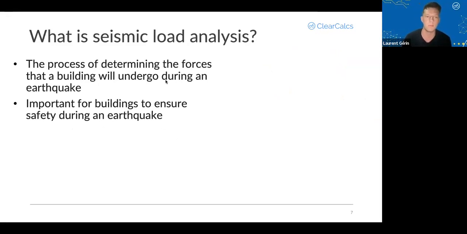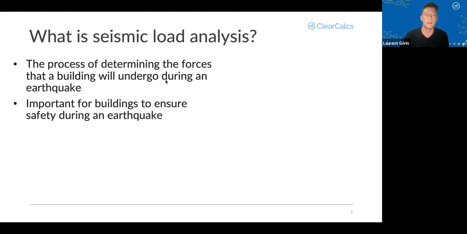Now, how do we analyze it? Apologies, I think there was supposed to be a picture here. Basically, at the big scheme of things with seismic load analysis, we know that the ground's going to shake. We can do some cool statistics, some fun stuff with that. And then we can do some structural analysis to understand how a building will behave during an earthquake and what the forces are that are going to go through the members in the building. Is it going to yield? Is it going to deflect? Is it going to sway? All that fun stuff fits under a seismic load analysis.